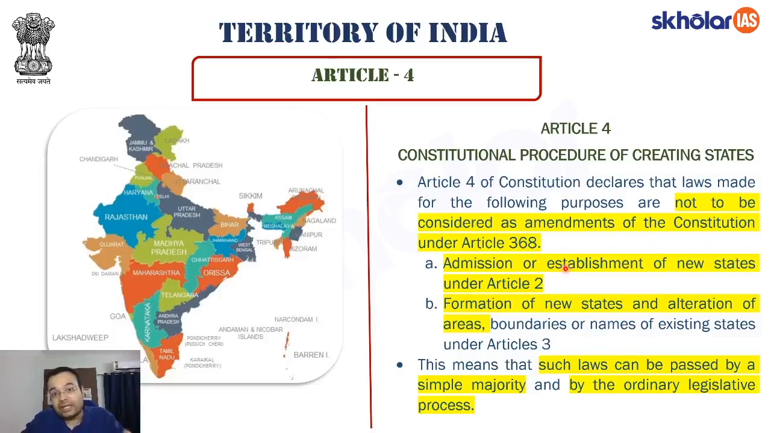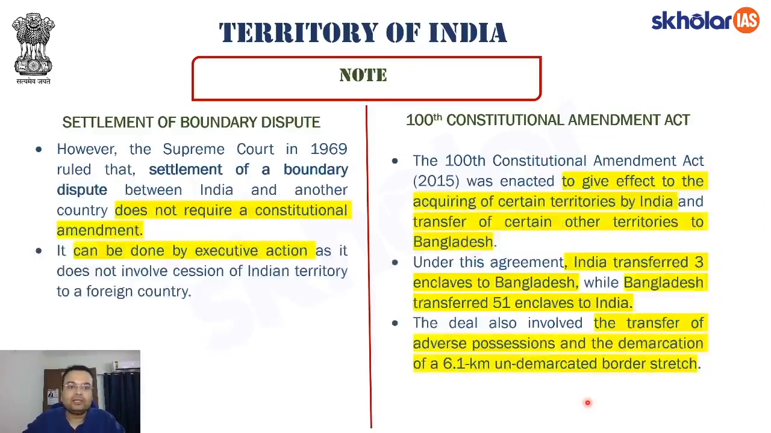It is defining admission of new territory. It is also defining internal changes that can be done with respect to the territory of India. But it is not saying anything about cession of any part of India. And that is where the Supreme Court stepped in and said it will require a constitutional amendment. This means that such laws can be passed by a simple majority or by the ordinary legislative process, right?